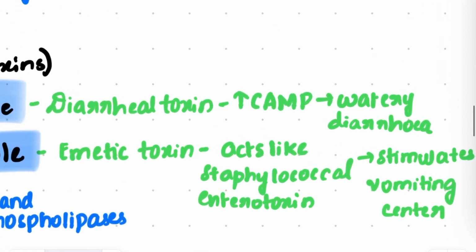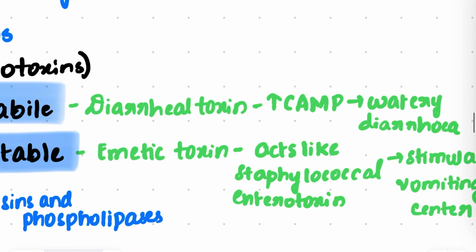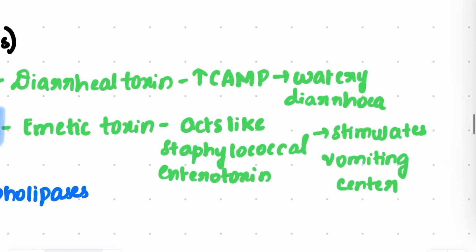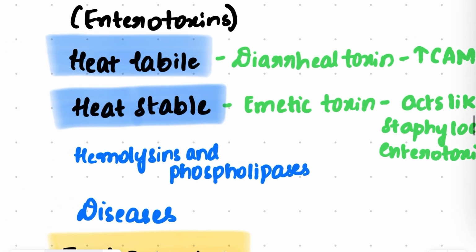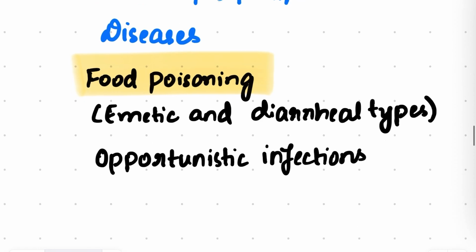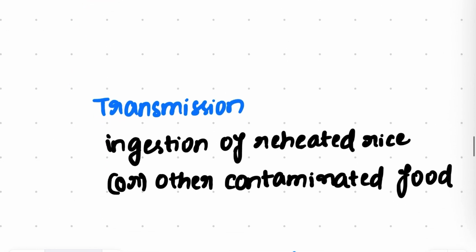It increases the cyclic AMP and causes watery diarrhea. And the heat stable toxin is the emetic toxin. Emetic means causing vomiting. It acts like a staphylococcal enterotoxin and stimulates the vomiting center. So these are the two toxins, heat labile and heat stable, and the toxins also include hemolysin and phospholipases. The diseases caused by this Bacillus cereus are food poisoning, which can be emetic and diarrheal types, and it also causes opportunistic infections.